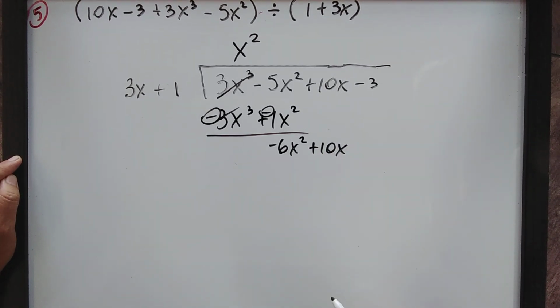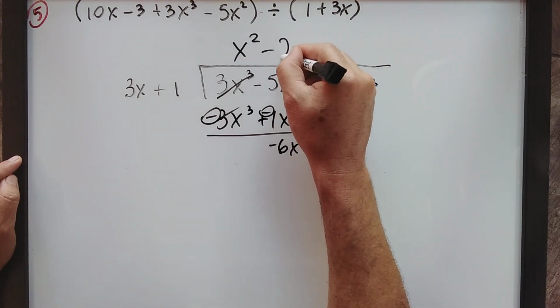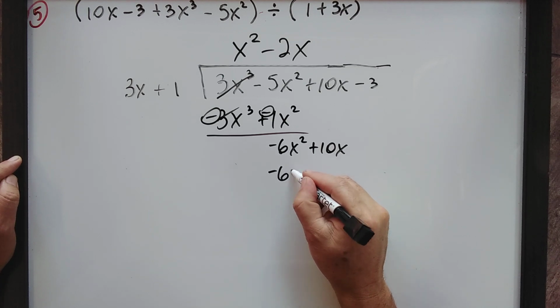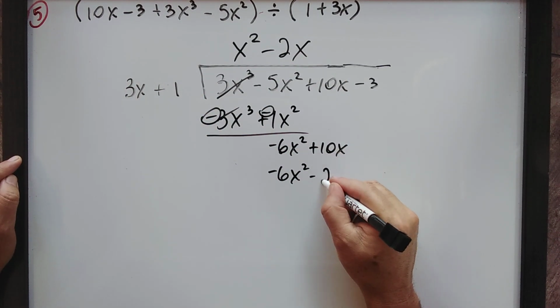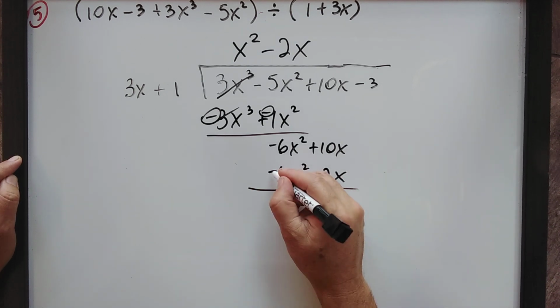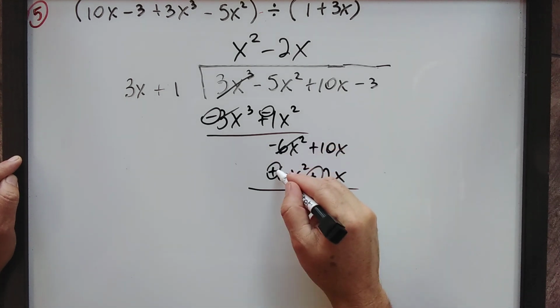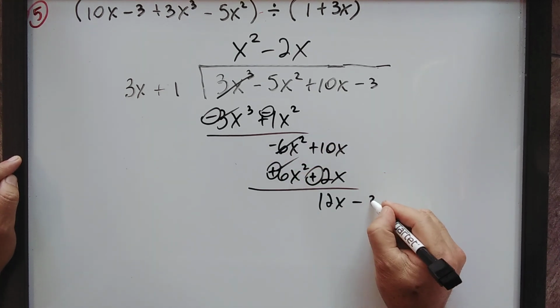We repeat the whole process again. Divide negative 6x squared by 3x. That gives you negative 2x. Negative 2x times 3x is negative 6x squared. And negative 2x times 1 is negative 2x. We subtract now, which means you change signs to the opposite. 10 plus 2 is 12x. Bring down the last term.